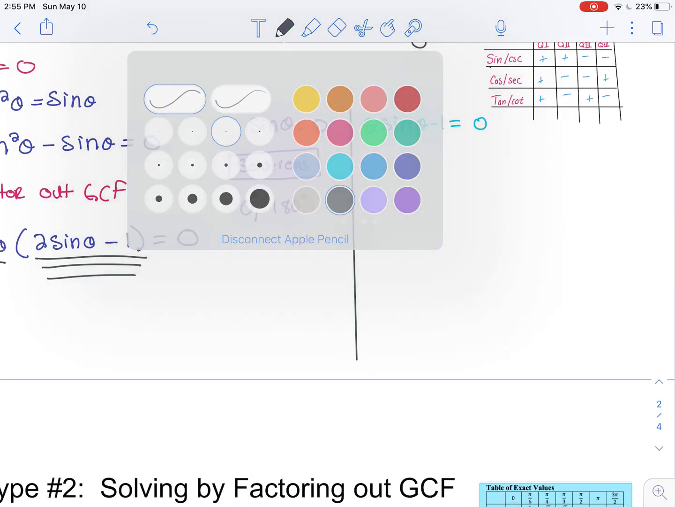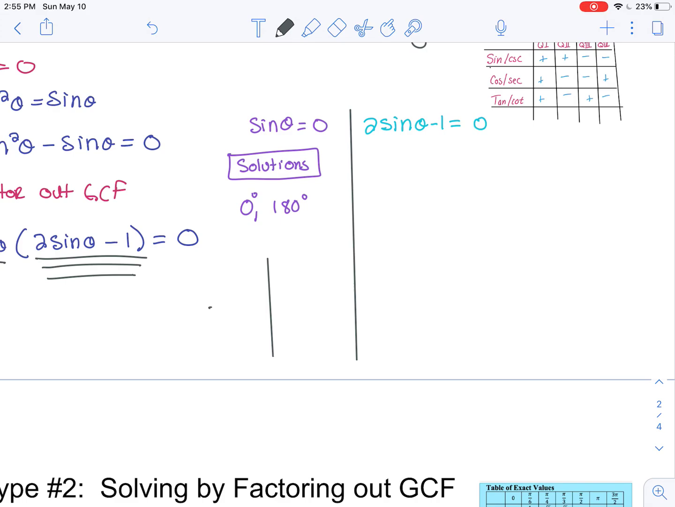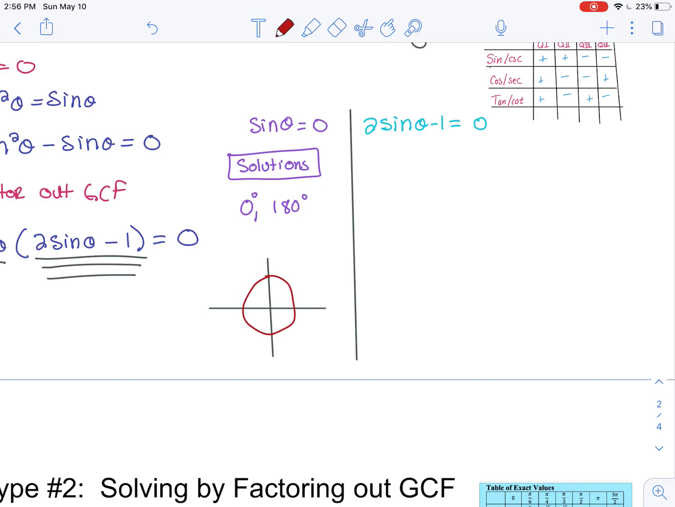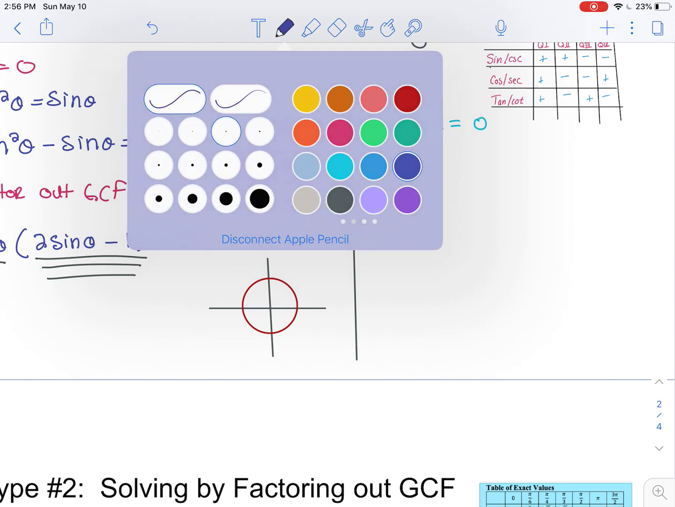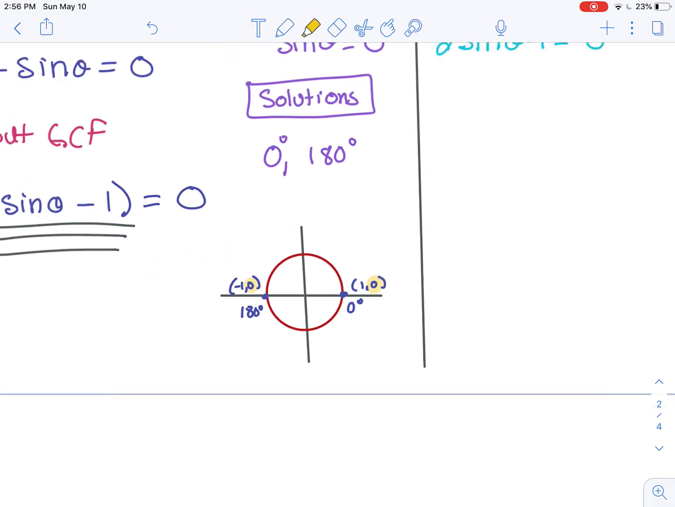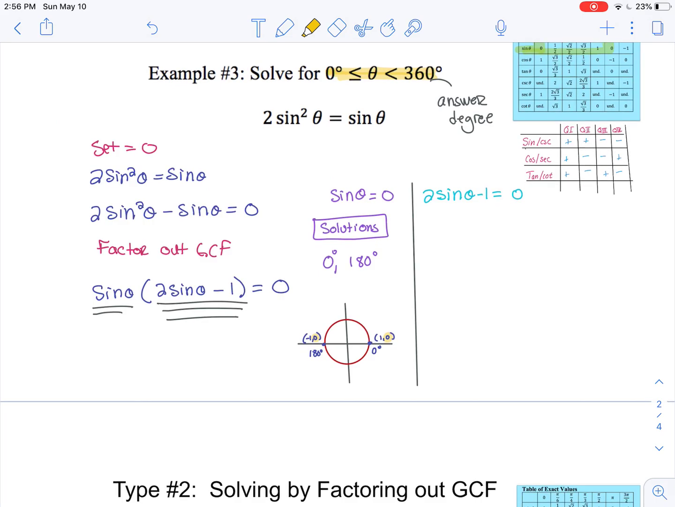If we want to think about that, we can think of our unit circle. These solutions are occurring here at the point 1, 0. This is at 0 degrees. My sine here is 0. And over here at 180 degrees, when I have the point negative 1, 0, my sine is 0. So it occurs twice on one rotation around the unit circle. So we have two solutions so far.